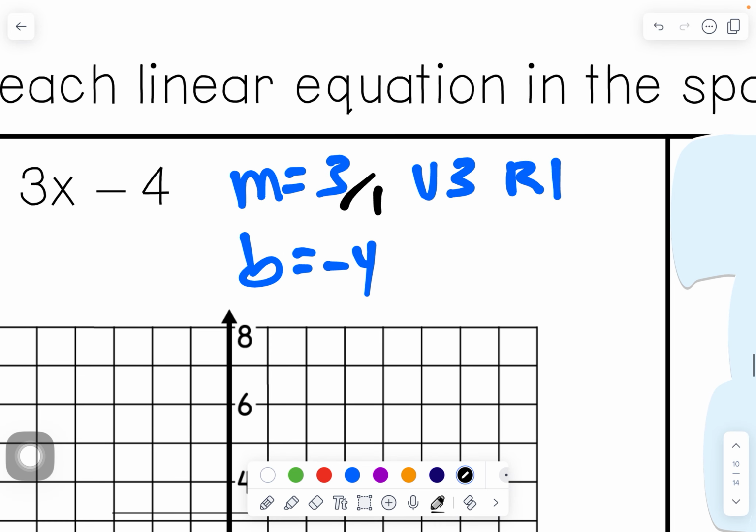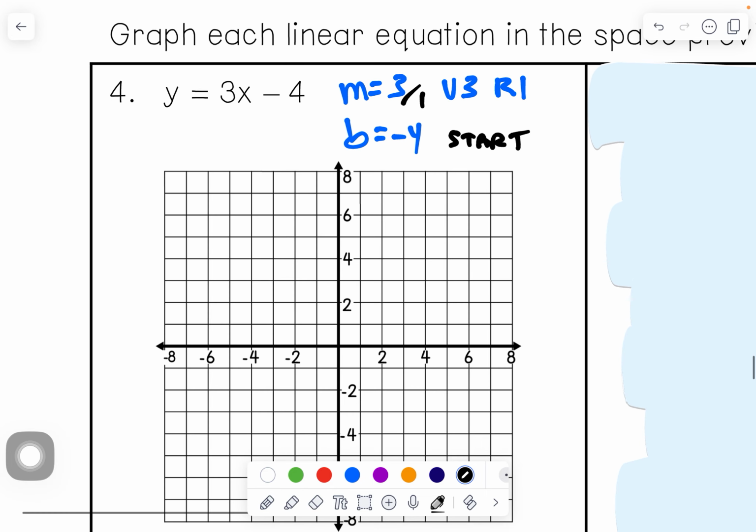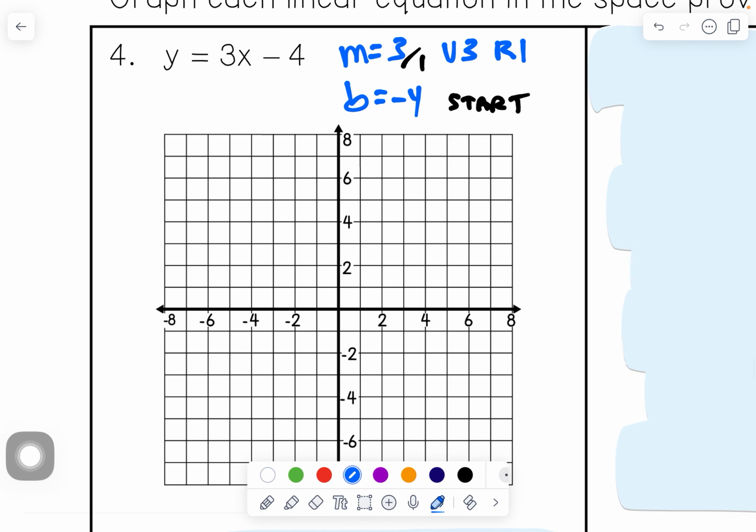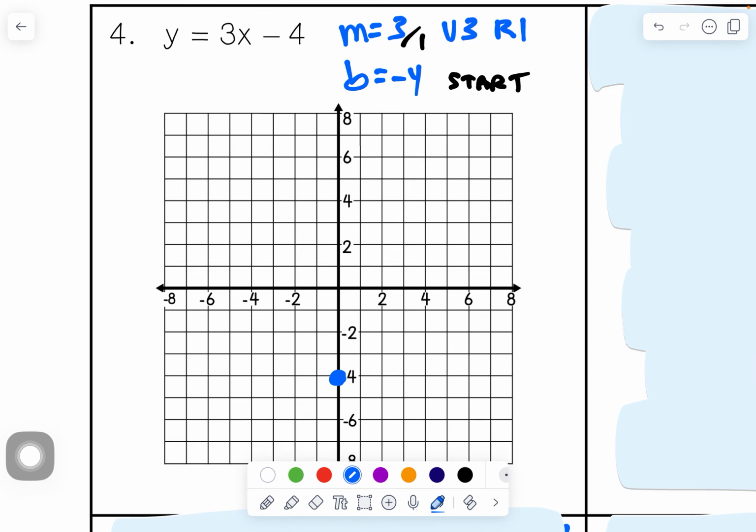All right, remember that my b value is always where I start. So I'm going to start at -4. So -4 where? On the y-axis. So -4 is right here.